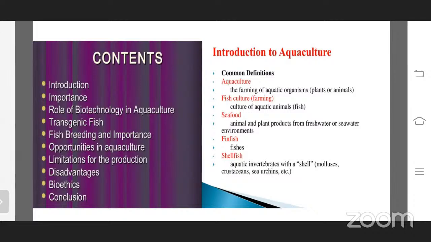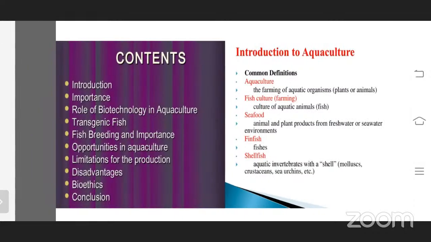Actually, those are the aquatic ecosystems. These ecological systems are available for the rearing and reproduction of different types of aquatic animals as well as aquatic plants. This is known as aquaculture.